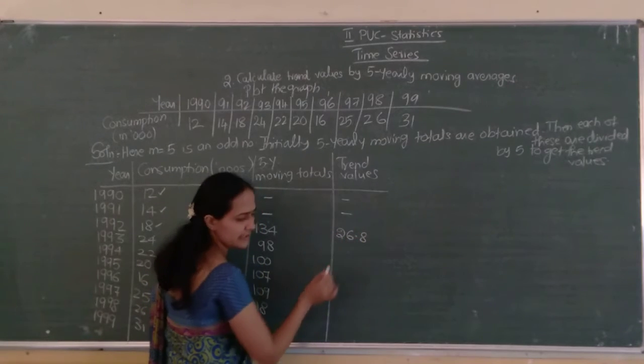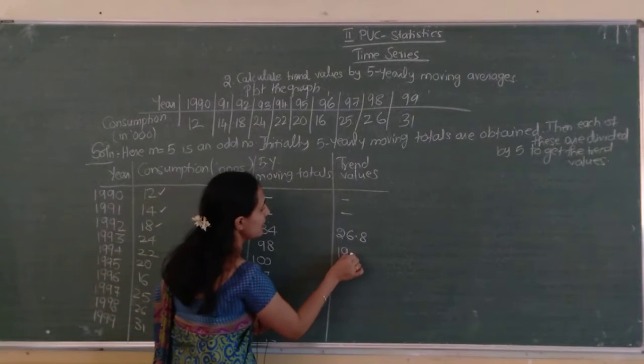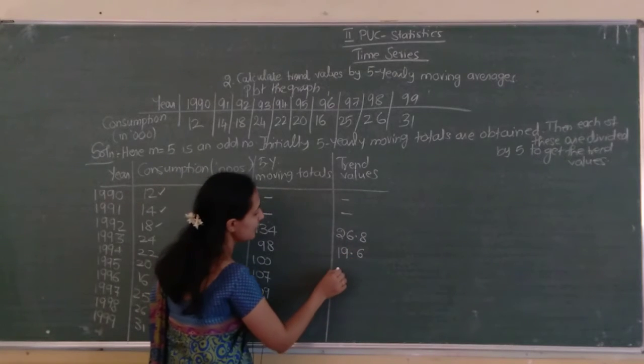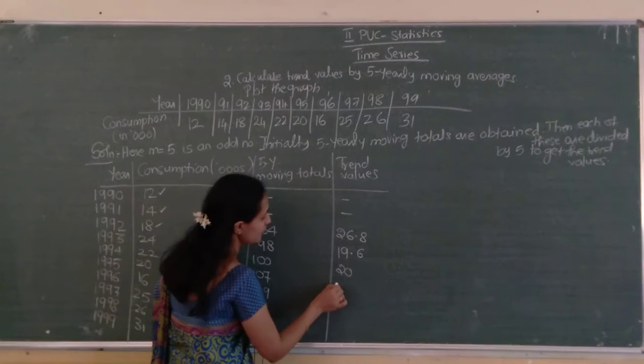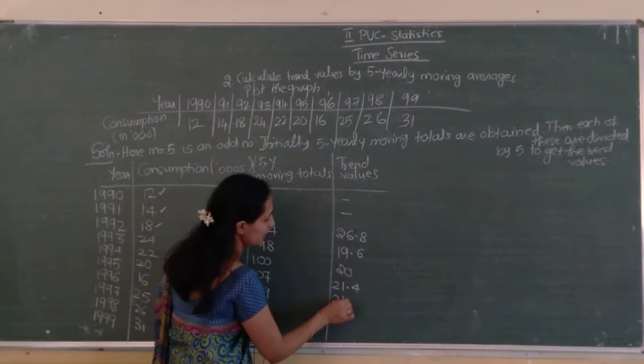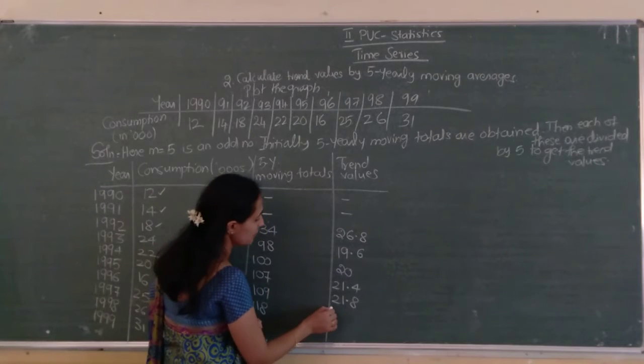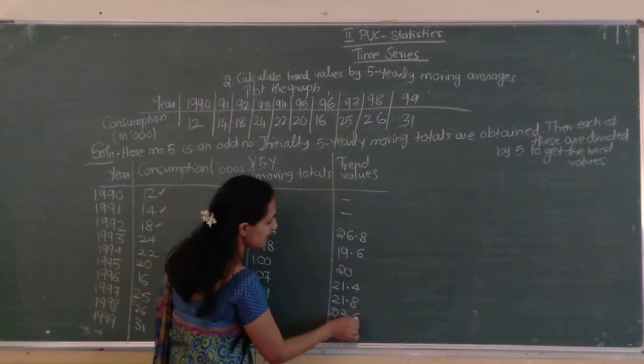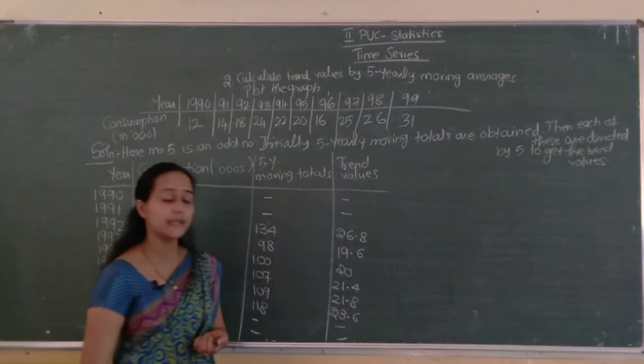26.8. Next one 19.6, 20. Next 21.4. Next 21.8. Next 23.6. Here it won't be there, here it won't be there.